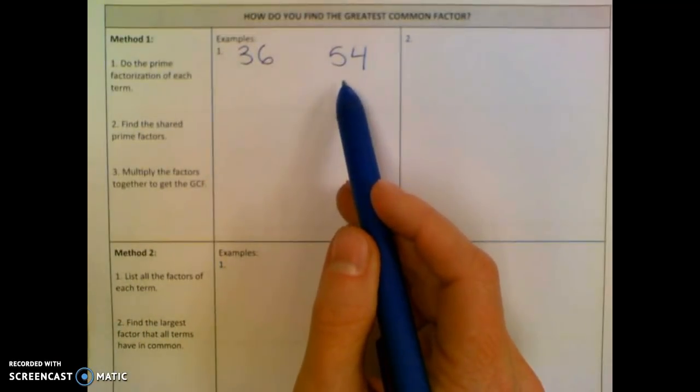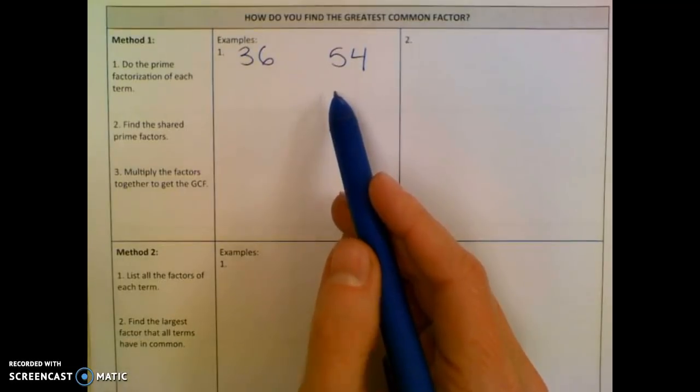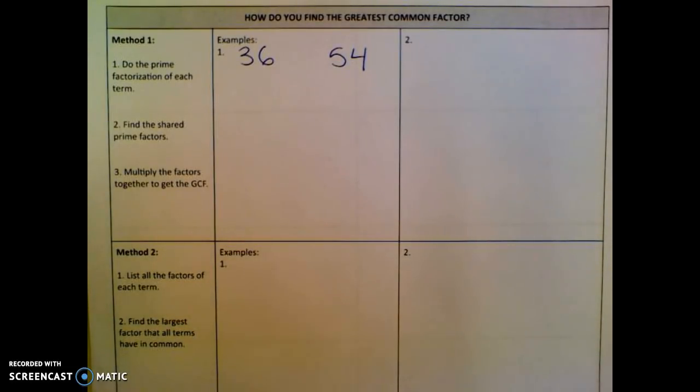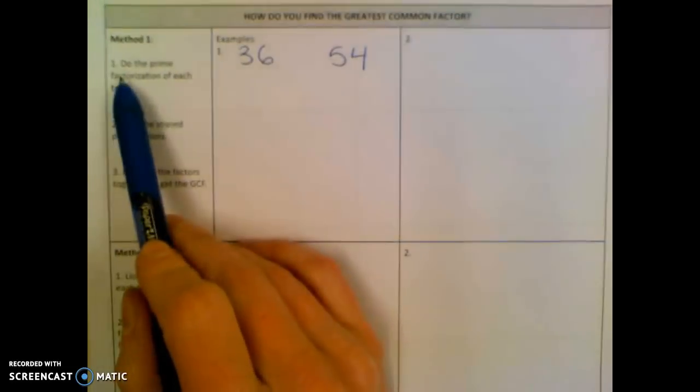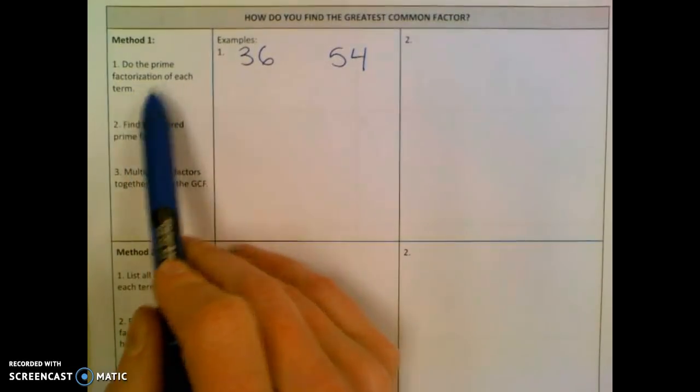Okay, so we're going to go ahead and find the greatest common factor of these two numbers here. So we'll start with numbers first. We're going to do it two ways. We're going to do it with method 1. Well, method 1 says do the prime factorization of each term.